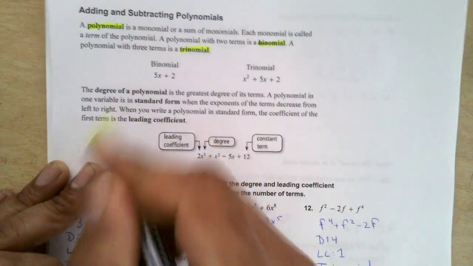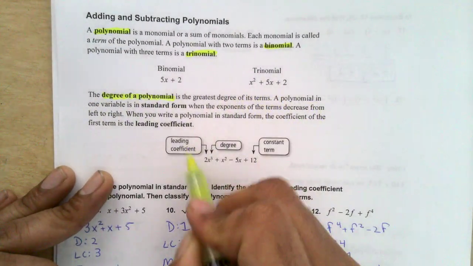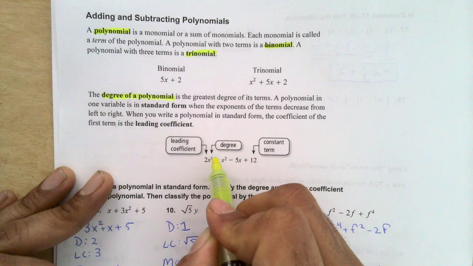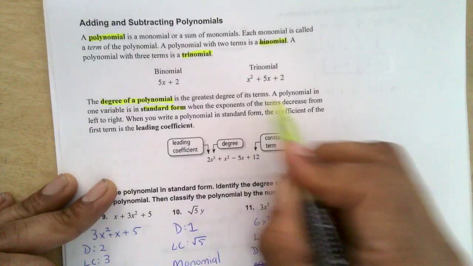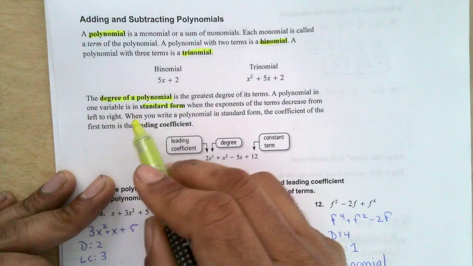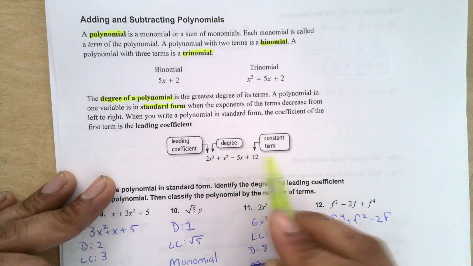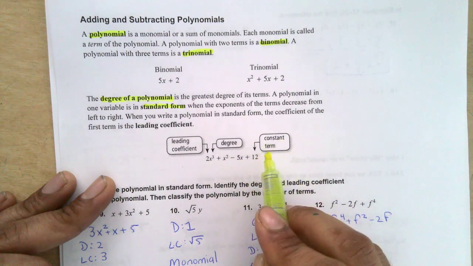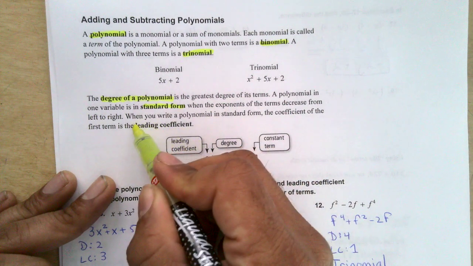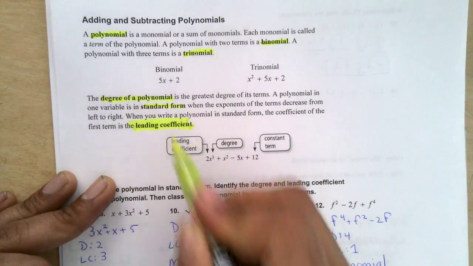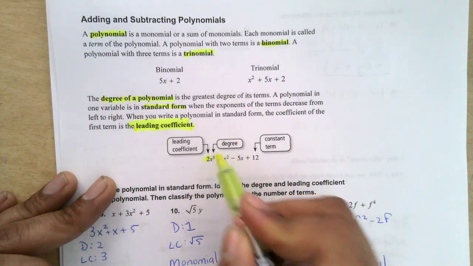We talk about the degree, which is the greatest exponent, basically, here. It's in standard form when the exponents decrease left to right. So notice how it goes cubed, squared. This is a silent exponent of 1. We call that a constant because it has no variable. The first coefficient, which is a multiplier, is the leading coefficient. So in this case, the leading coefficient is 2. The degree was 3.